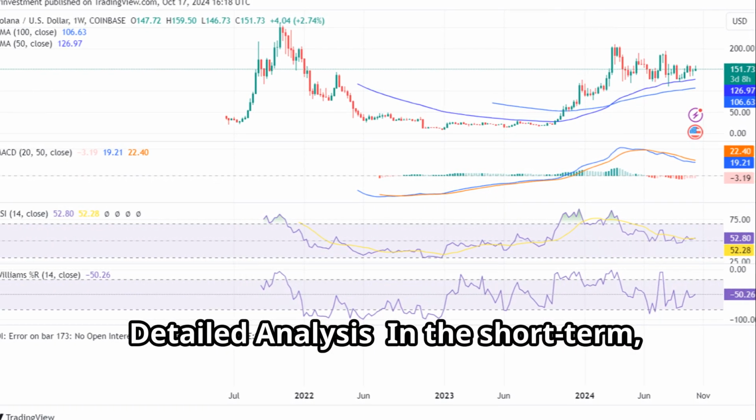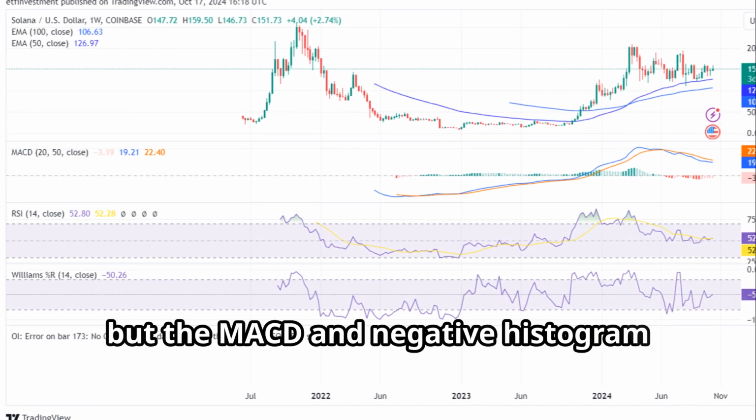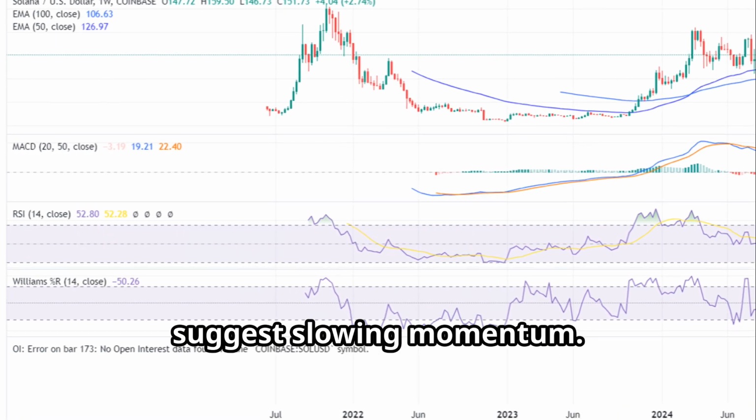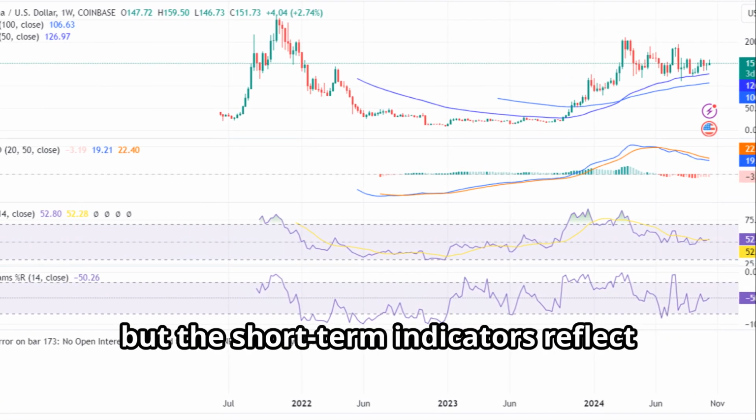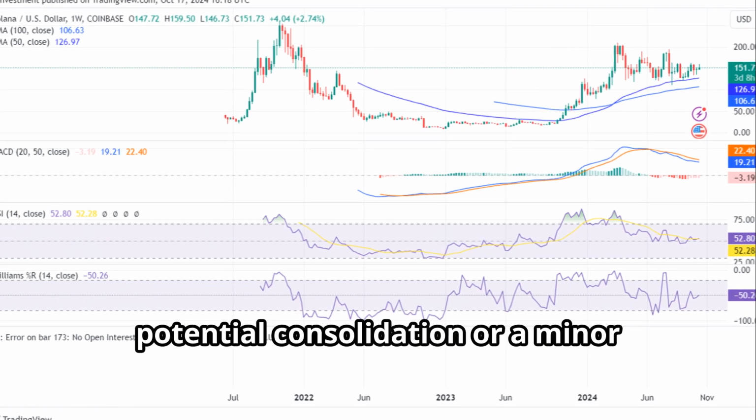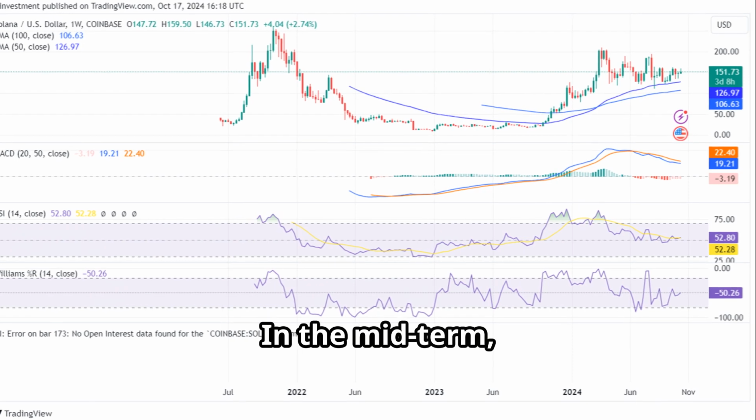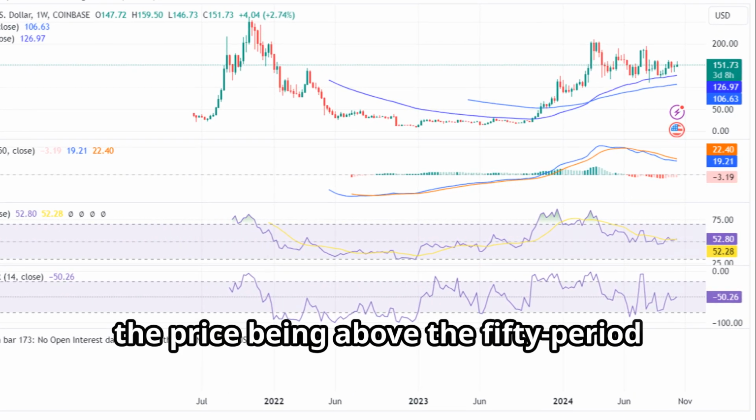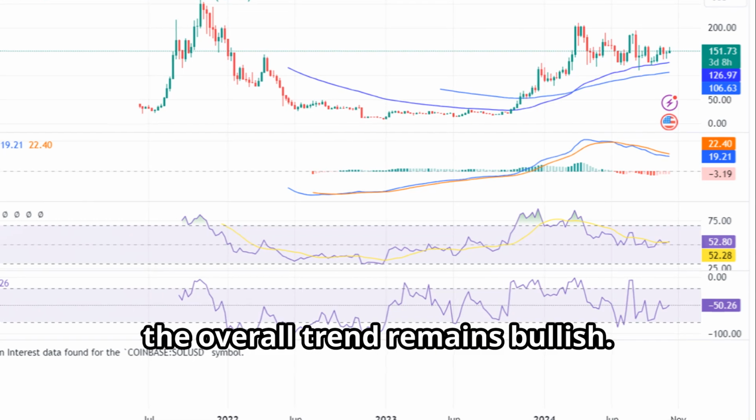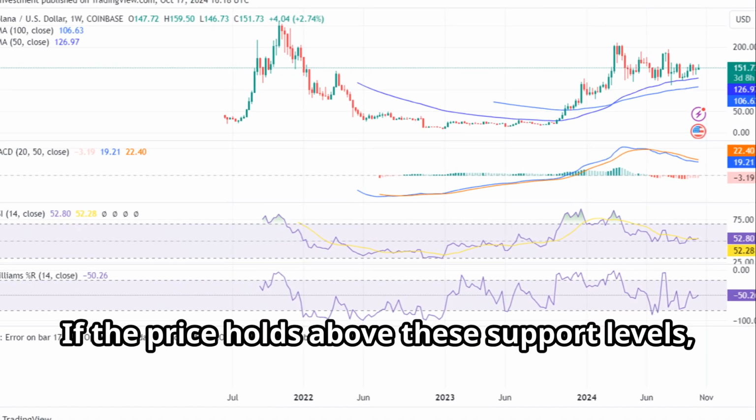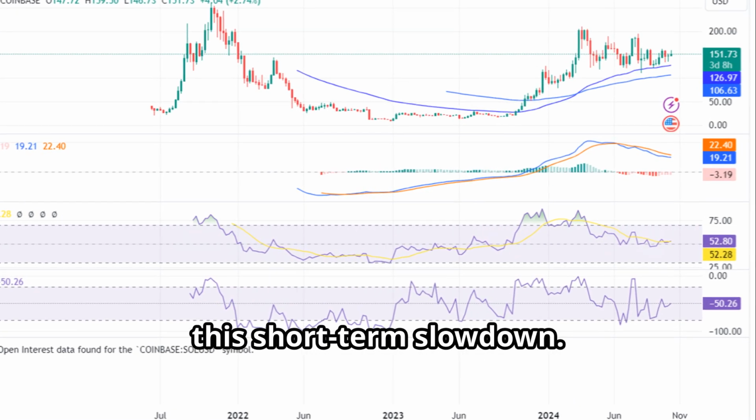Detailed analysis. In the short term, Solana has experienced a small gain this week, but the MACD and negative histogram suggest slowing momentum. The price remains in a strong bullish trend, but the short-term indicators reflect potential consolidation or a minor pullback before any further rise. In the midterm, the price being above the 50-period and 100-period EMAs indicates that the overall trend remains bullish. If the price holds above these support levels, the bullish momentum could resume after this short-term slowdown.